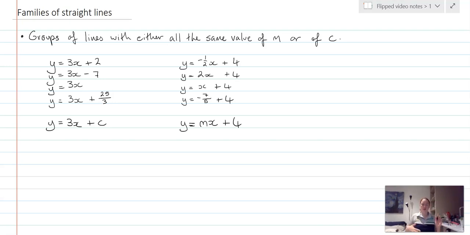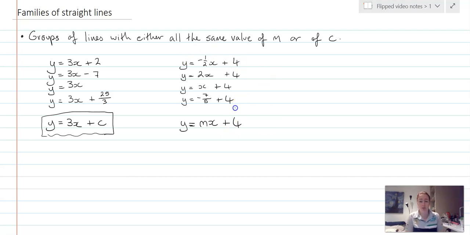This is slightly different, just a short little video to talk about families of straight lines and to go through a couple of examples. So we can talk about a group of straight lines as a family if they have all got the same value of m, so the same gradient, or if they've all got the same value of c, their y-intercept. For example, this group on the left here, they've all got different values of c, but they've all got a gradient of 3. So we can generalize that family as y equals 3x plus c, some value of c.